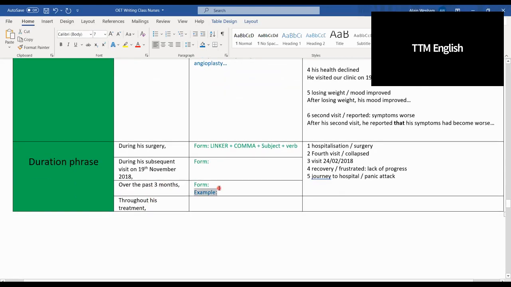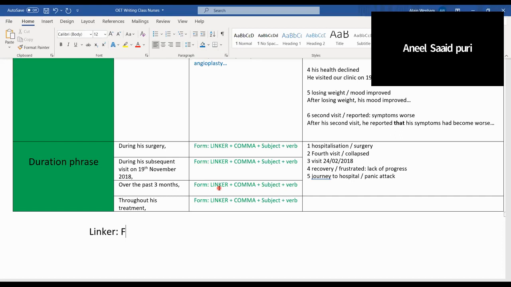Okay, the form is always the same. The form is always linker plus comma. These are linkers. What is a linker, though? Han? Mital? What is a linker? The connection gives an idea about the following sentence. The linker is that. What's the most famous linker that you learn when you begin to learn English? First, yeah, right. First. Second, that's a linker. But okay.